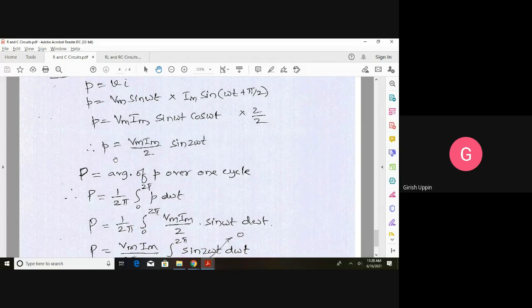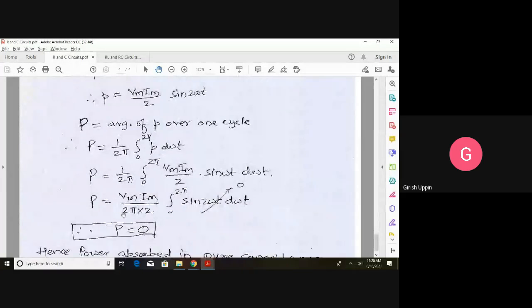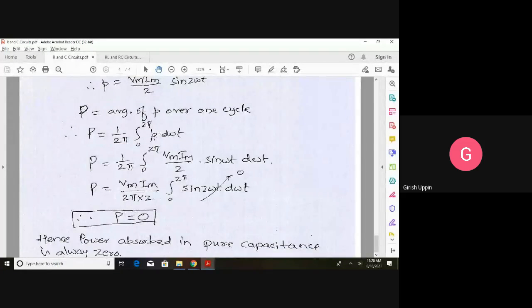This is the instantaneous power consumption. If you want to find the average power consumed over one cycle, then we have to integrate this equation from 0 to 2 pi and divide by 2 pi. So here again P is nothing but Vm Im by 2 into sin 2 omega t. Vm Im is constant, so we take it outside, and the integration from 0 to 2 pi of sin 2 omega t. If you do the integration, you will get the value as 0. So therefore the power consumed in a pure capacitance is 0.